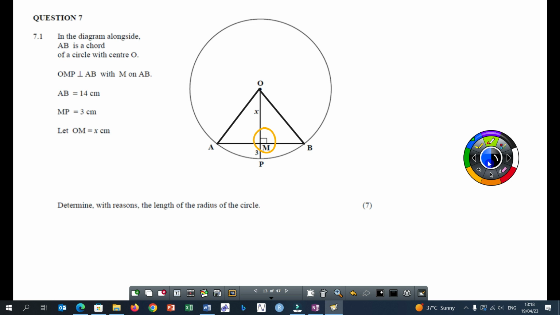So I've constructed those two radii. Then let's look at the information that's given. AB is 14 centimeters, so that whole length is 14 centimeters. Then MP is 3, indicated there. Then OM is X. If I were to ask you, what would be the length of each radius? X plus 3. So we can add here X plus 3.